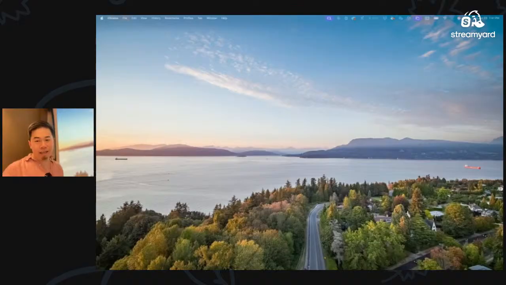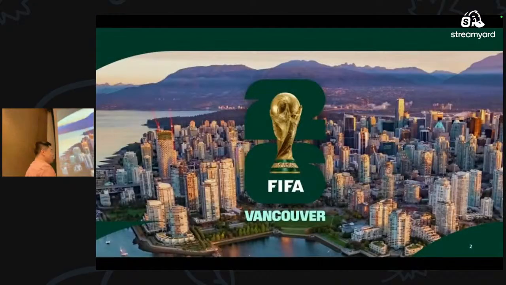And speaking of Vancouver, we're also hosting a World Cup this year, so if any of you want to visit, let me know. I also bought you guys a little gift, a soccer-shaped World Cup. So I'll keep it here.